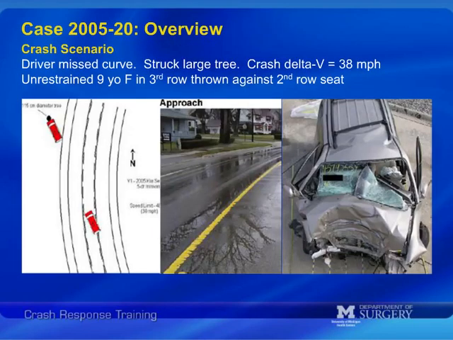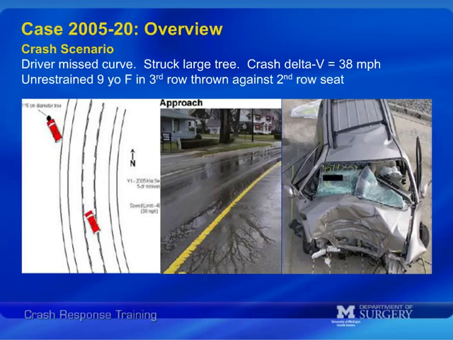To illustrate this, let's take a look at this third case. In this third case, the driver missed a curve and kept going straight, striking the large tree that was there at the top of the curve. The crash severity in this particular case was 38 miles an hour. You can see that it was fairly severe, and there was significant damage to the front of the vehicle with crumpling of the roof and displacement of the A-pillars here.